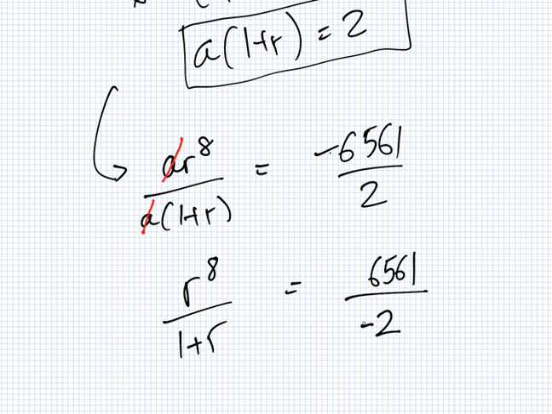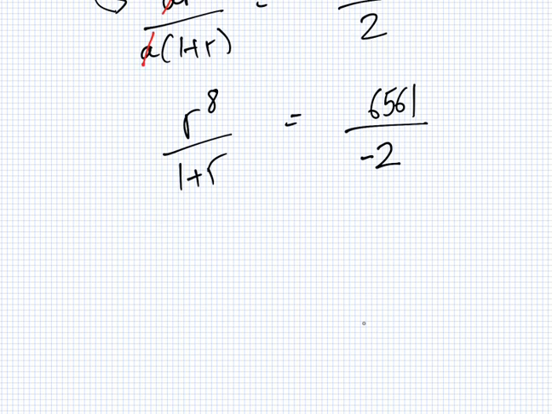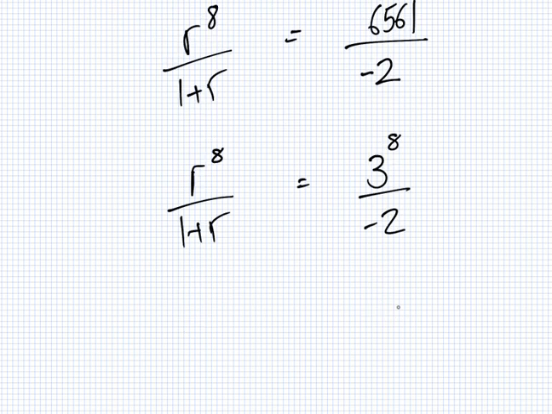Okay, now 6561 I think is 3 power 8. Because earlier we had 3 power 7, which was 2000 and something. So can you check, is 3 power 8 6561? It is? Yeah. So we can change this into r^8 over 1 plus r equals 3 power 8 over minus 2. So far okay? Yeah.